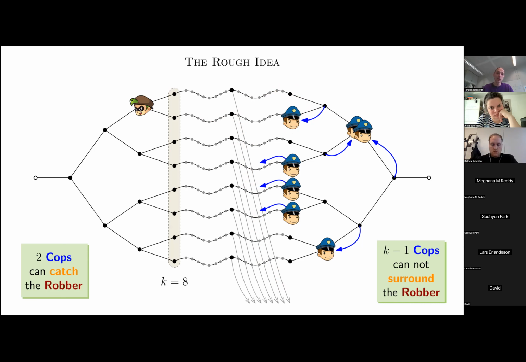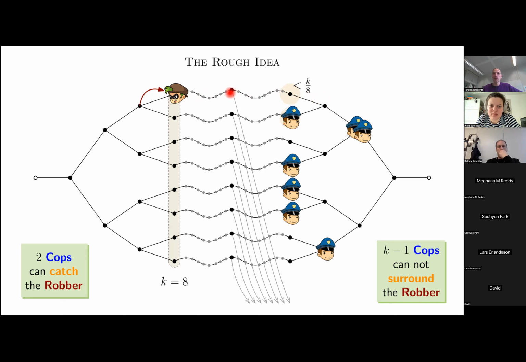So now the robber sees in these 2 subtrees where there are less than k over 8, so in this case less than 1, so no cop. And he goes there. There might be a cop here which sees this and also goes there. But remember, he will only be there the step after the robber is there, which is not enough to surround him and enough for the robber to escape to the rest of the graph. Okay, so that's the rough idea.